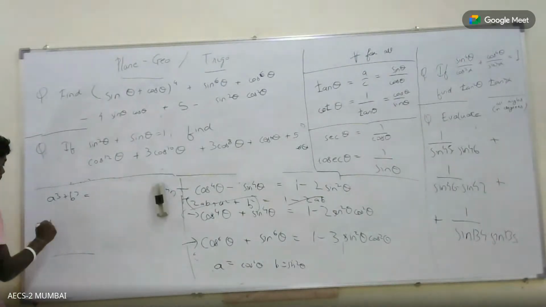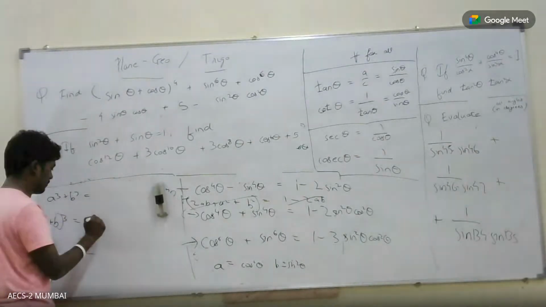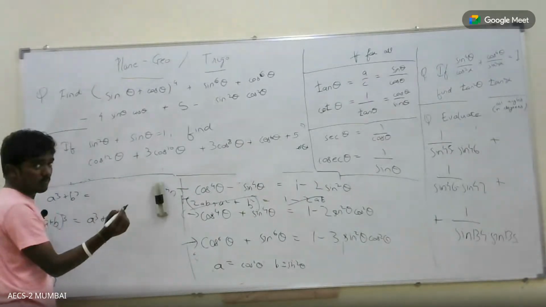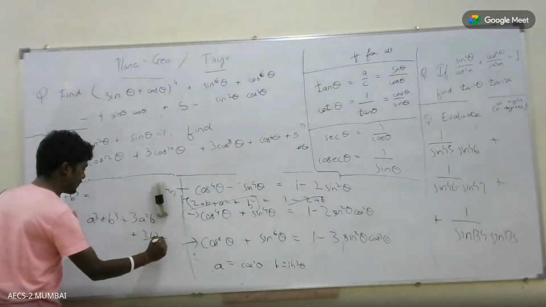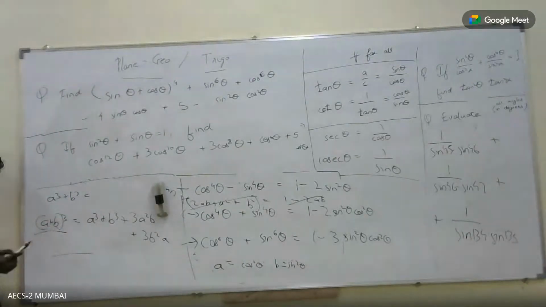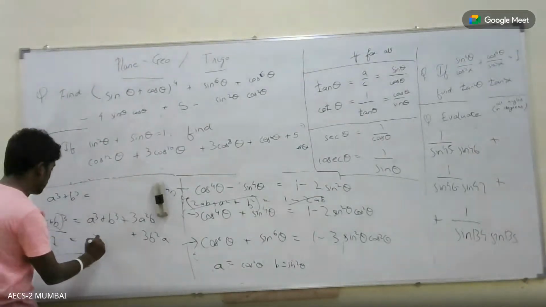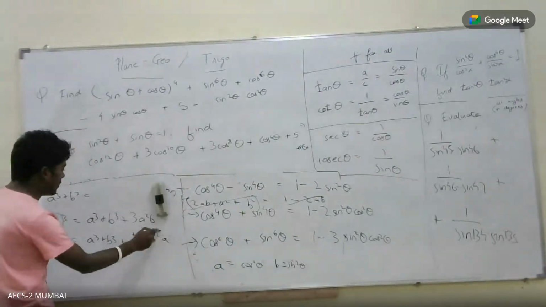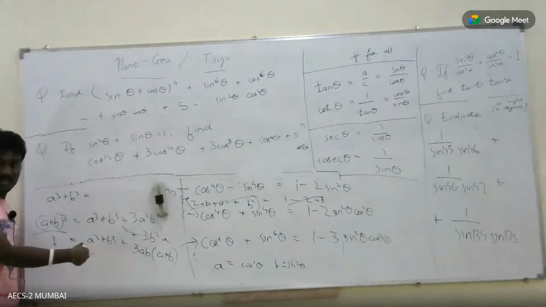Does everyone know what A plus B the whole cube is? Perfect. So we have A plus B the whole cube as this. Everyone's fine with this? Yeah. What is A? cos square theta. B? sin square theta. So what is this? 1. Brilliant. So we have 1 is equal to A cube plus B cube plus, I can group these terms to look like 3AB into A plus B. Is everyone fine with this?